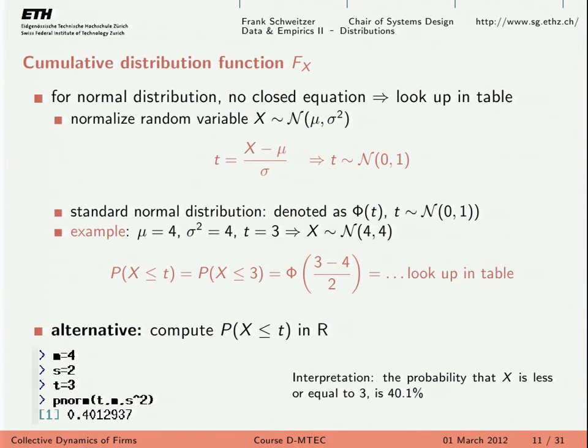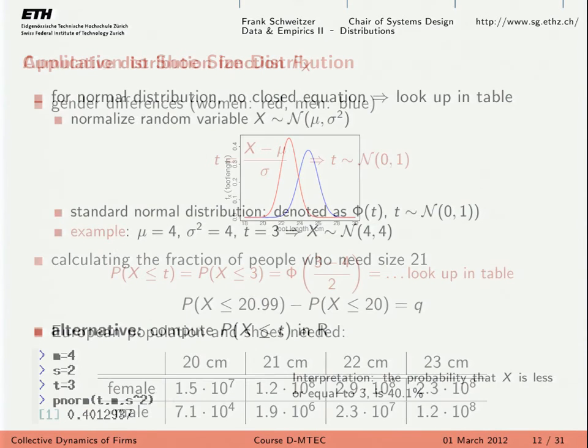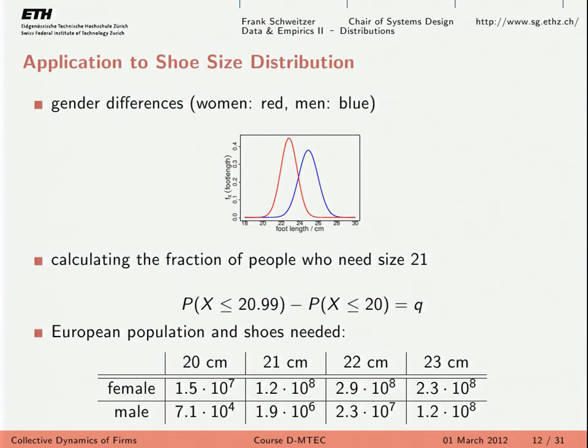So now we go back and want to ask how many shoes of what size do we need to produce for the European market, right? So, okay, I have plotted here the two distributions for men and women. Recall they are both normally distributed, but with a different mean and a different variance. Yeah? So these are the two distributions. And now we recall that we are able to calculate the cumulative distribution function.